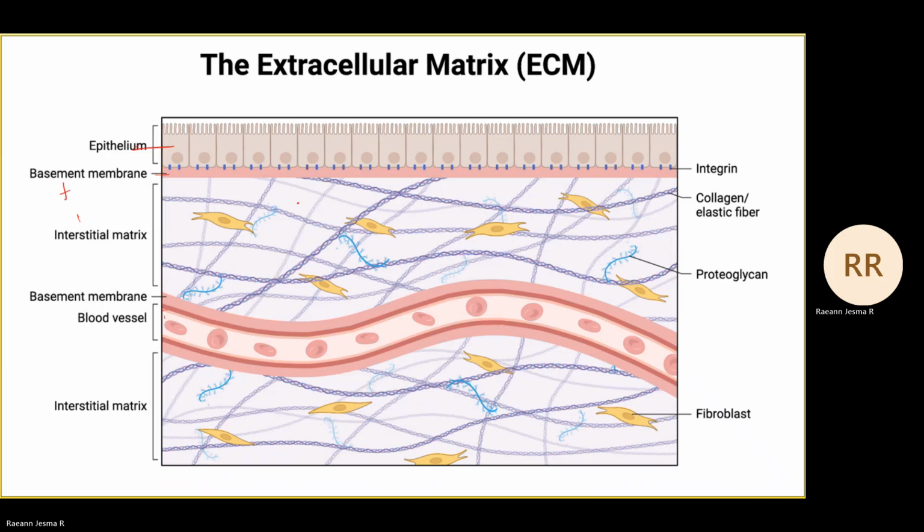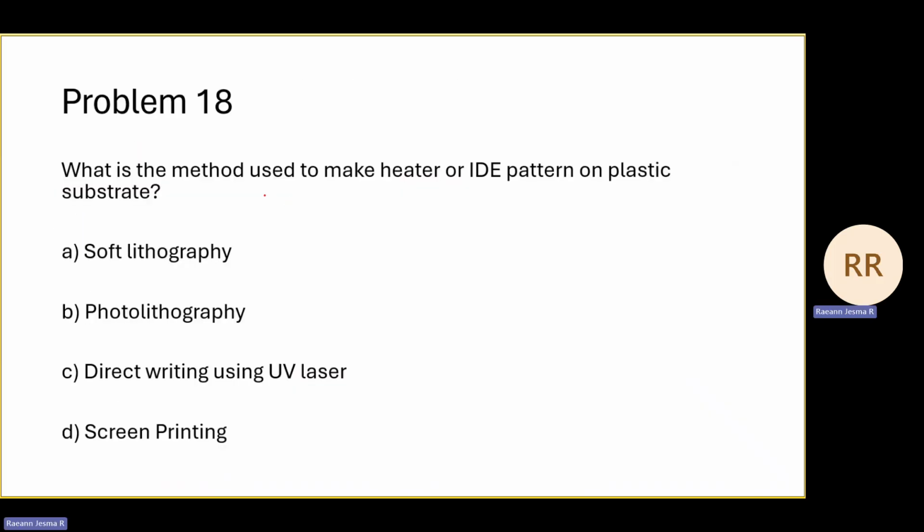Okay, so now let us move on to problem 18. What is the method used to make heater or IDE pattern on plastic substrate? Option A, soft lithography. B, photolithography. C, direct writing using UV laser. D, screen printing. So here we are using a plastic substrate, meaning it cannot withstand high temperatures. So the temperature up to which we can go for this plastic substrate is low. So these are the options. Which one is the correct answer?